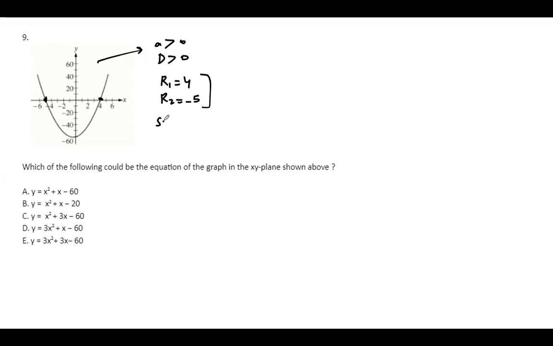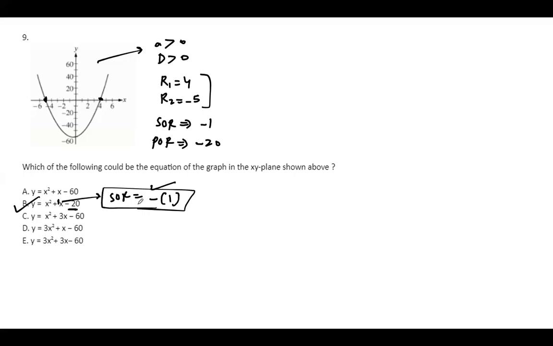So what is the sum of the roots? Minus 1. Product of the roots? Minus 20. So just by looking at it, please do not reject this option saying the sum of the roots is 1. Sum of the roots is minus b upon a, so sum of the roots is minus 1 here. The answer to this question is option B. Not that difficult.